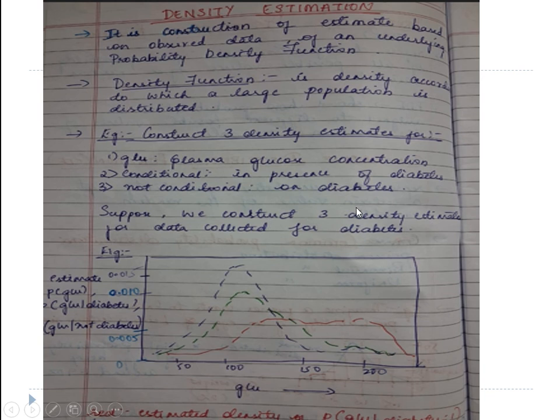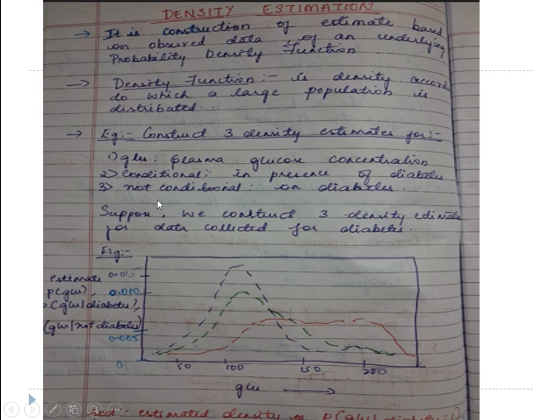Let's take an example. Let's say we have done a survey of the number of people who have diabetes in a particular age group. Based upon that data set or the survey, we are able to get three kinds of data: glu, conditional and not conditional. Glu is the plasma glucose concentration in the data set. Conditional means in the presence of diabetes, and not conditional means not having diabetes.